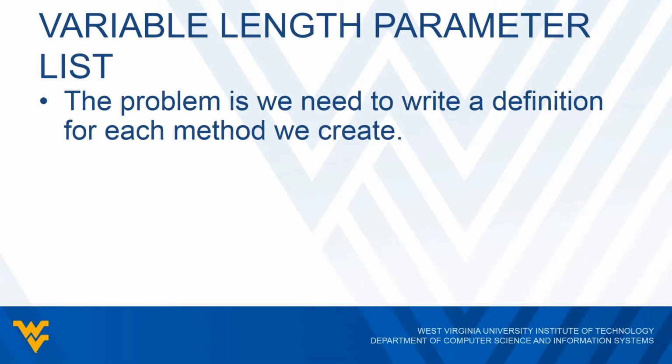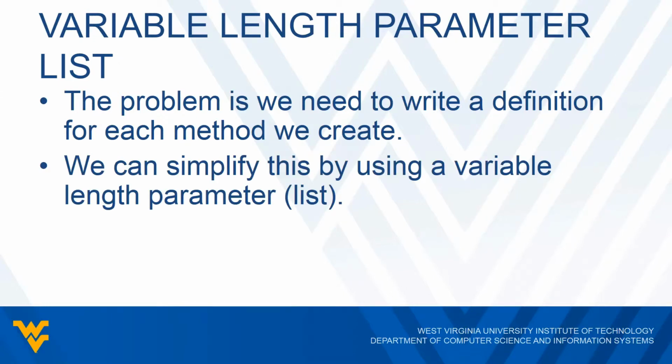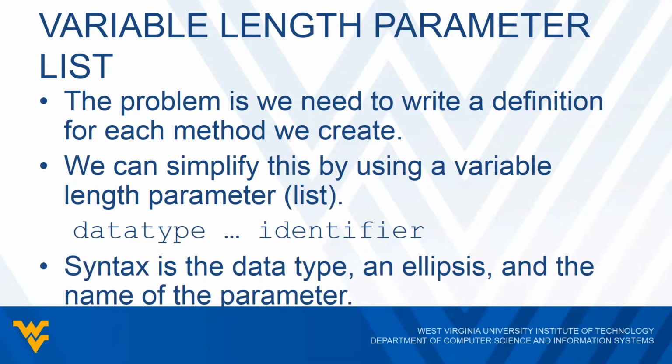The solution is we can simplify it by using what we call a variable length parameter list. And the syntax for that is pretty straightforward. We just simply have our data type, we have an ellipsis or 3 dots, and then the name of the parameter, and that's our list.